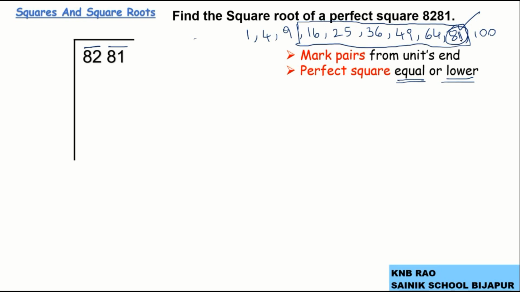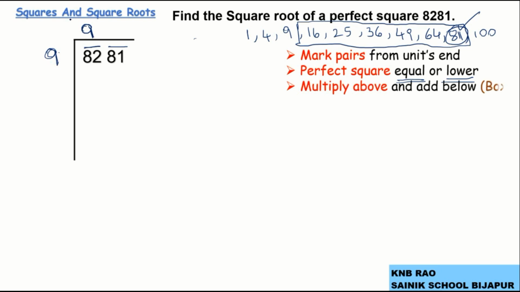Now, the number whose square is 81, that digit 9 we will take here. So this will serve as a part of the quotient, the first digit from the left side of the square root of the given number, which will be 9. So we have found that digit. Now what is to be done next?